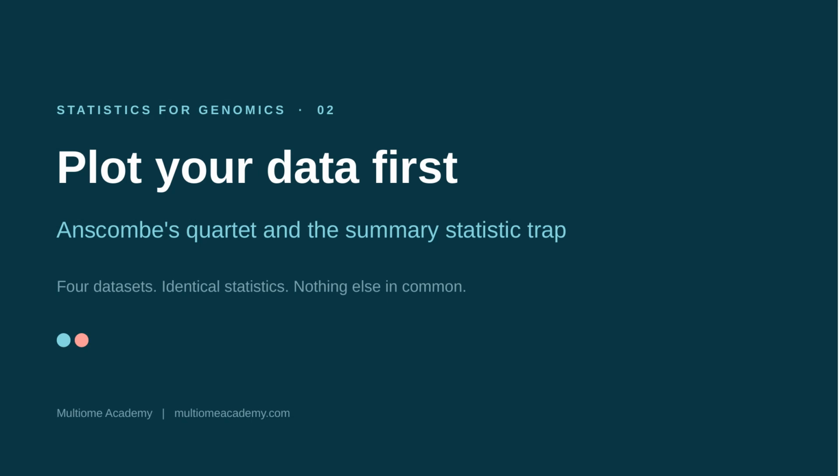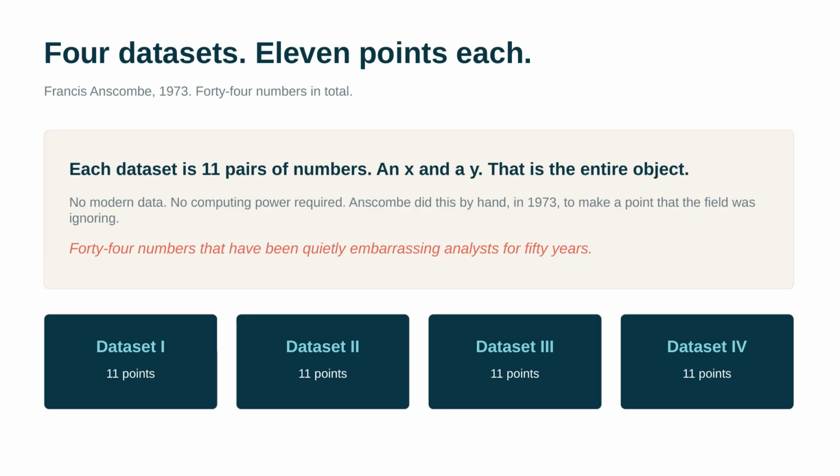In the last video we took the t-test apart and found 6 ways Genomics breaks it. This video is about something that comes before any test at all. It is about the moment you compute a summary statistic and quietly stop looking at your data. There is a 50-year-old demonstration that makes this impossible to argue with. It is called Anscombe's quartet, and by the end of this video you will never trust a correlation coefficient the same way again. Here is the setup.